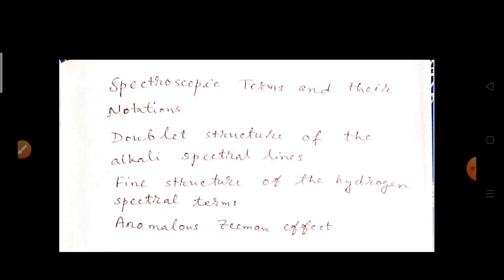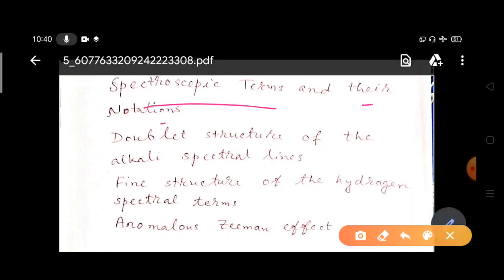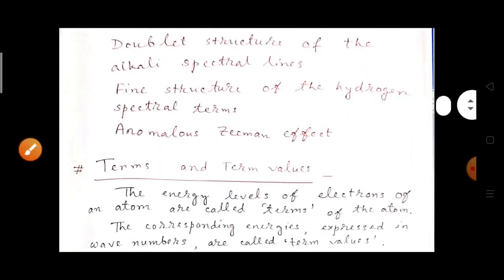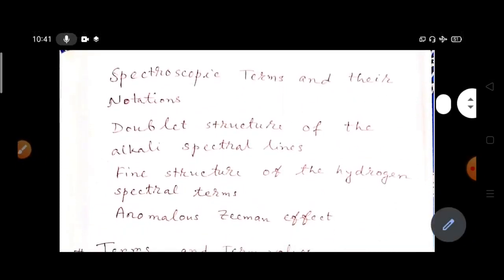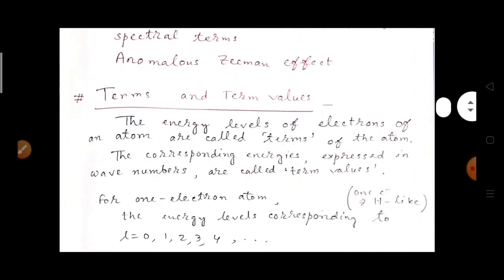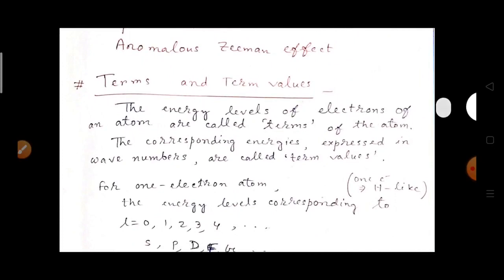Today I shall discuss the spectroscopic terms and their notations, doublet structure of the alkali spectral lines, and fine structure of the hydrogen spectral terms, and I shall discuss anomalous Zeeman effect in another lecture series. So before starting the spectroscopic terms and their notations, we should know what is the meaning of terms and what is the meaning of term value.